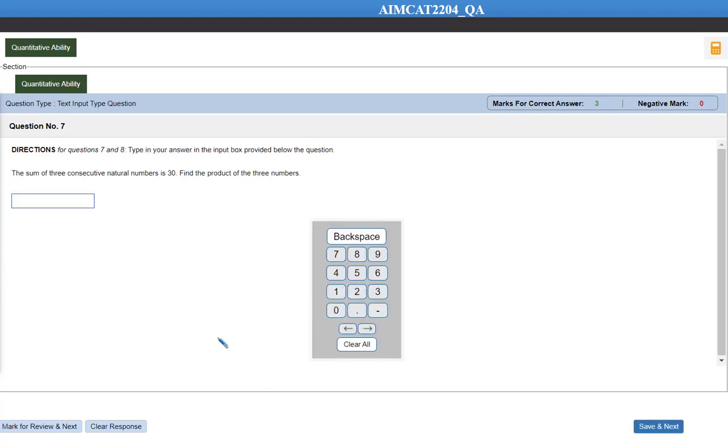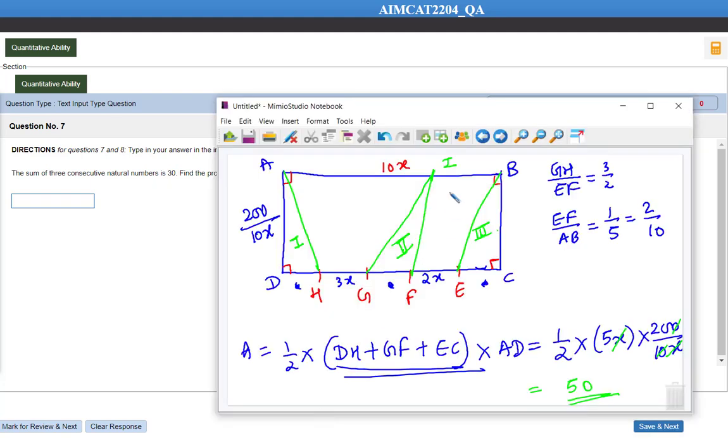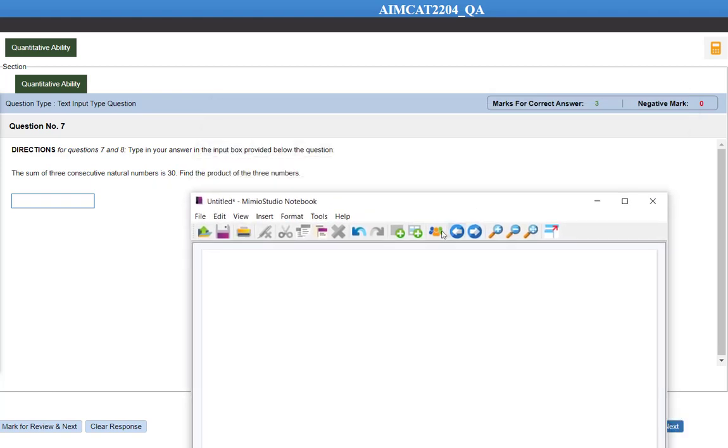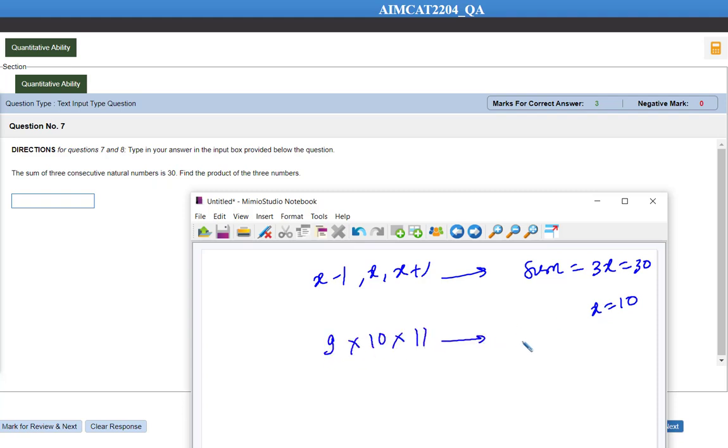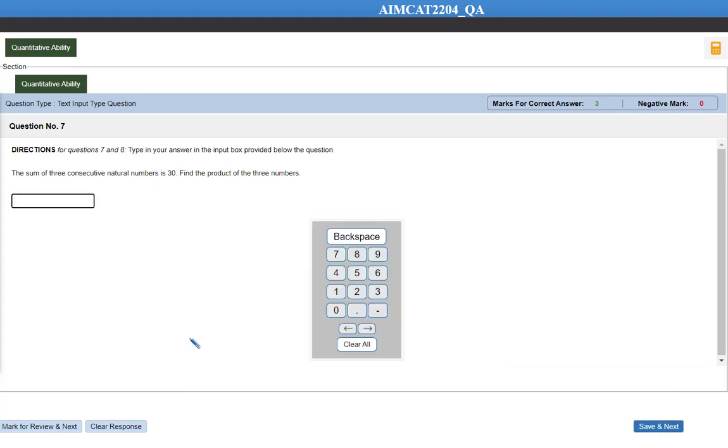Question number 7. The sum of three consecutive natural numbers is 30. Find the product. How easy it is. We want three consecutive natural numbers. If I take the middle one as x, the next one will be x plus 1 and the previous one will be x minus 1. So their sum is 3x, that is equal to 30. So x is equal to 10. So the numbers become 9, 10 and 11. Their multiplication is 990. Let's mark 990 as the answer.